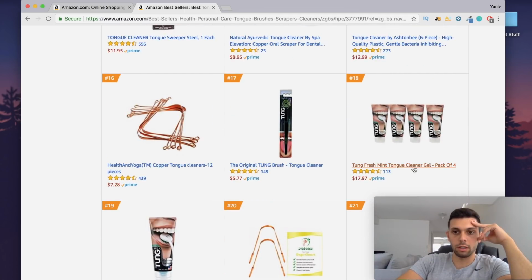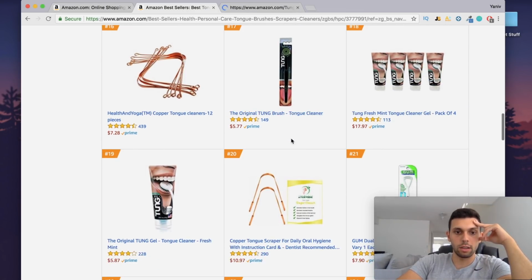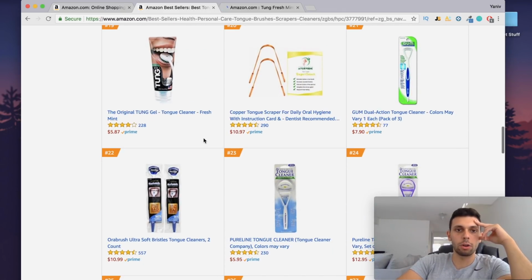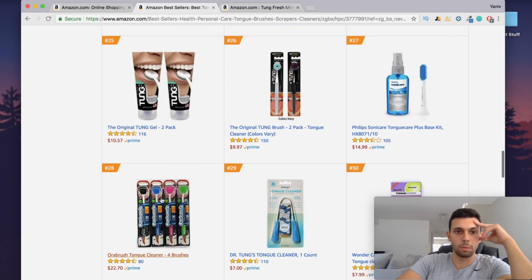So, Tongue Mint tongue cleaner gel pack of 4. Okay, so I think that might be a brand. It looks like it's a brand. I didn't even know about these guys. I knew about the Aura Brush guys. I guess maybe this is like a new guy who came into the market. I don't even know what the Aura Brushes are here.